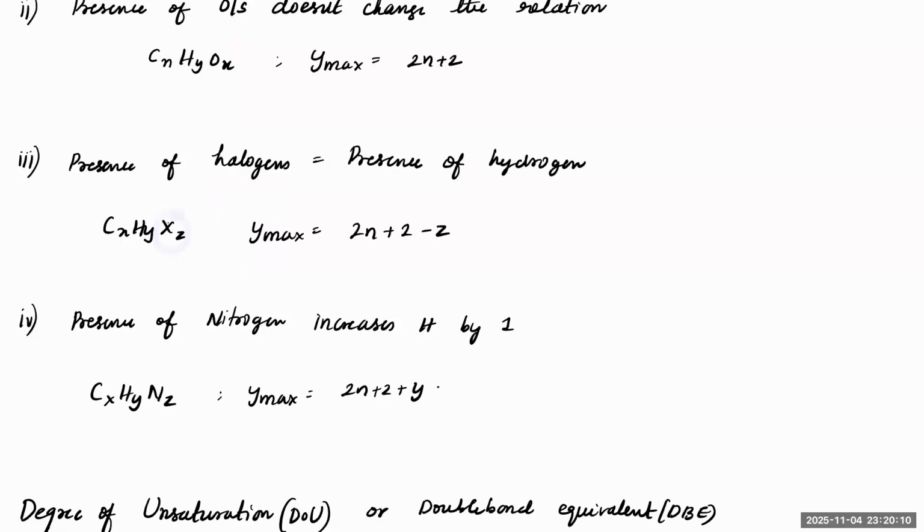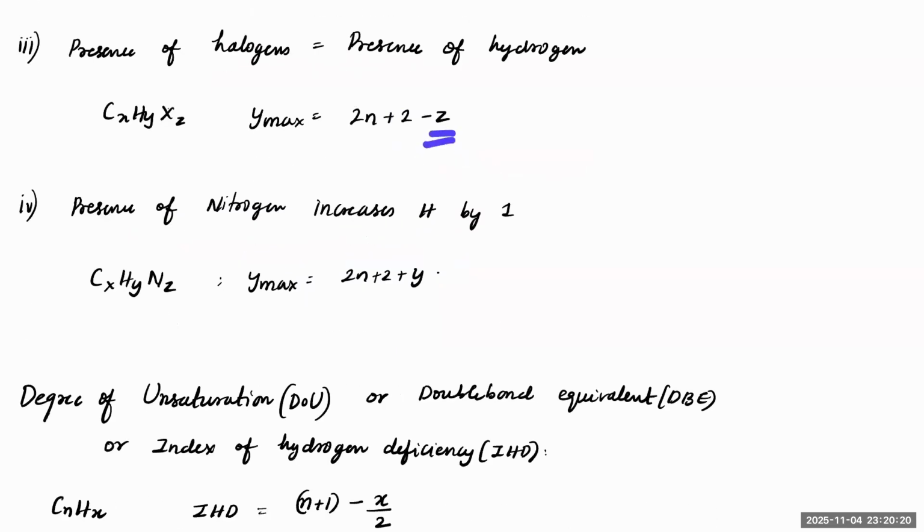So here Y max will be equal to 2n plus 2 minus Z, because halogens are very similar to hydrogens. You have to remove that. While if you have nitrogen, you have to add one hydrogen along. So that means Y max will be equal to 2n plus 2 plus Z. Z is the number of nitrogen atoms present. So this would be the maximum number of hydrogens we can have. Got it?